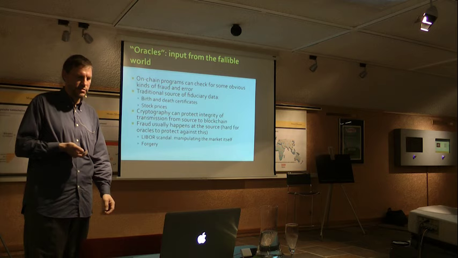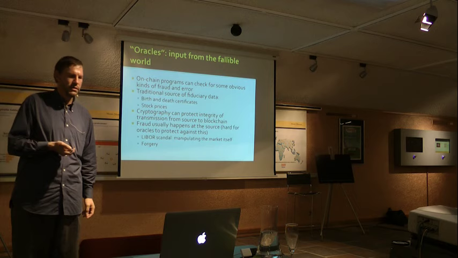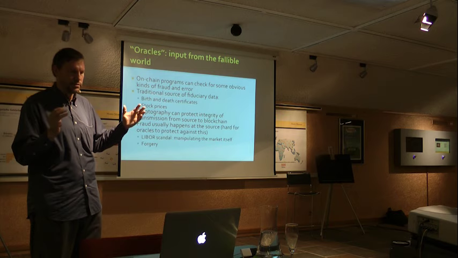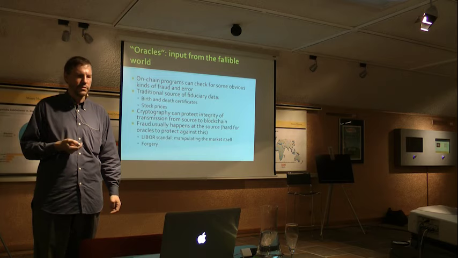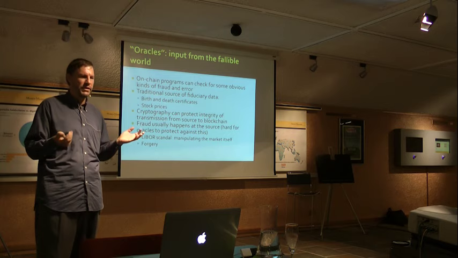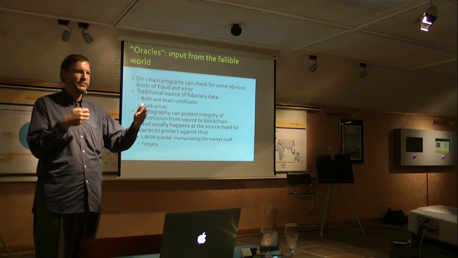Okay, so cryptography can protect the integrity of transmission from source to blockchain, so that's a really good help. You should make sure your stuff is using hashes and digital signatures properly. Protect the integrity of transmissions. Fraud usually happens at the source, unfortunately, so cryptography can't protect against that. The LIBOR scandal, manipulating the market itself. If you can manipulate the market prices as they're being formed, the cryptography and putting it on the blockchain really doesn't help you because it's already been messed up.